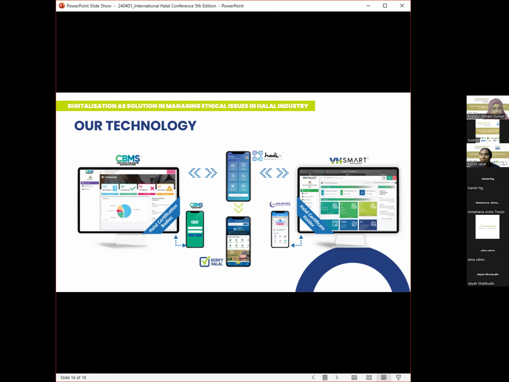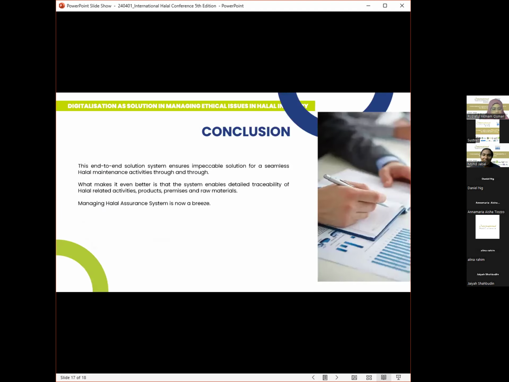So currently, Verify Halal is available free, and everyone is welcome to use Verify Halal. It's not just about an app that provides free information on the halal certified company, but it's more than that. We have a feature for the company to do the self-evaluation before submitting the application, and many more. I think in short, that's all about the digitalization and ethical issue.